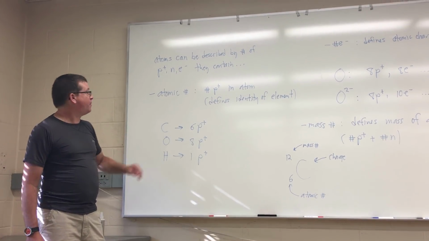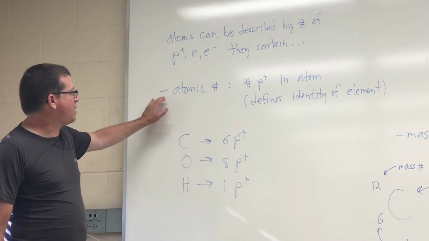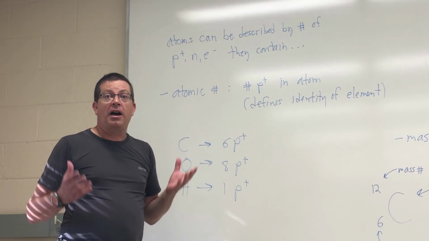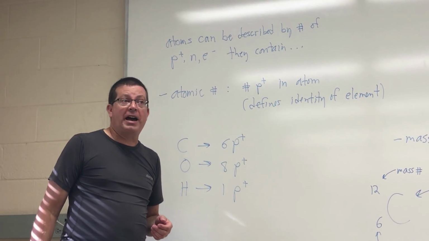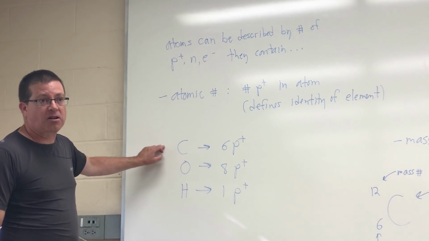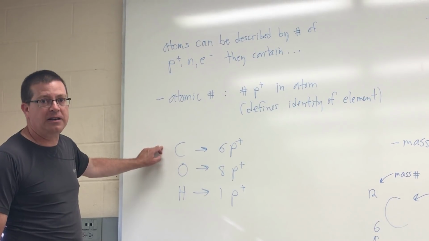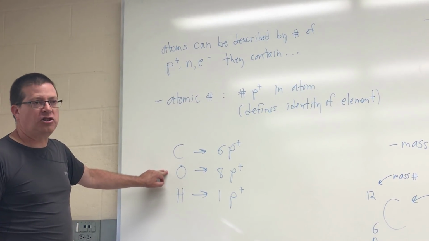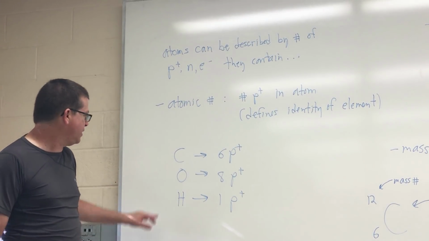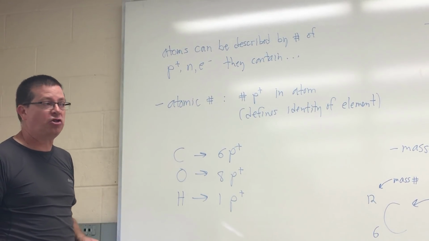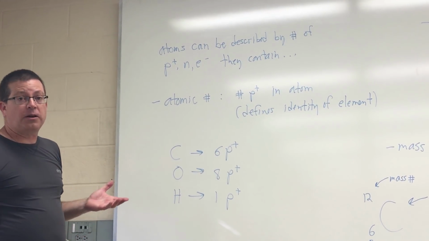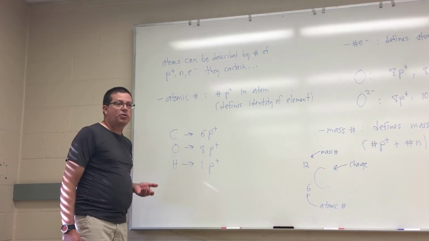So for any atom, we can define first an atomic number. Now the atomic number, by definition, is the number of protons in the atom. And as I mentioned, that's going to define the identity of that particular atom. So for example, anytime I have a carbon atom, that carbon atom is defined as a carbon atom because it contains 6 protons in its nucleus. In contrast, an oxygen atom is defined as an oxygen atom because it contains 8 protons in its nucleus. And likewise, a hydrogen atom is defined chemically as a hydrogen atom because it contains only 1 proton in its nucleus.